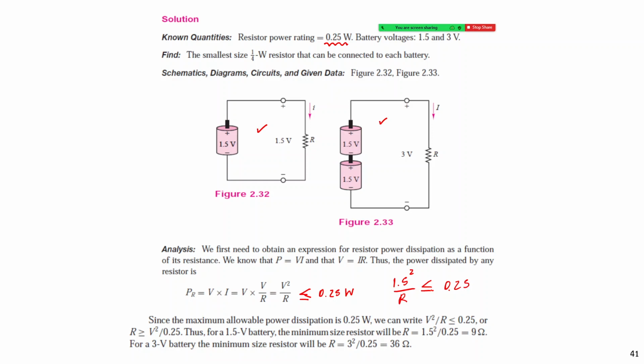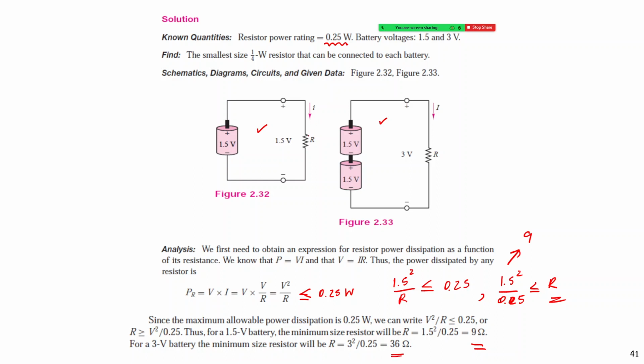We can compute here. So R must be greater or equal to V square divided by 0.25, that is, 1.5 squared divided by 0.25, right? So we can compute R. The resistance must not be less than 9 ohm. In this case, it's equal to 9 ohm, right? And for the voltage with two batteries, which is 3 volt, the resistor must be not less than 36 ohm.